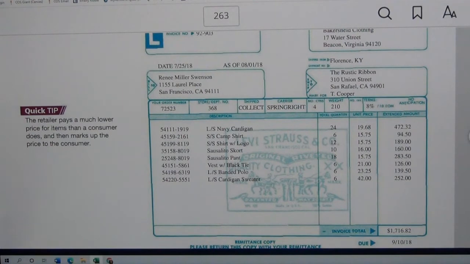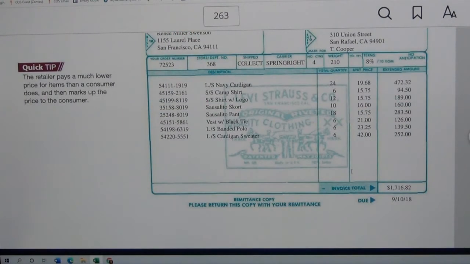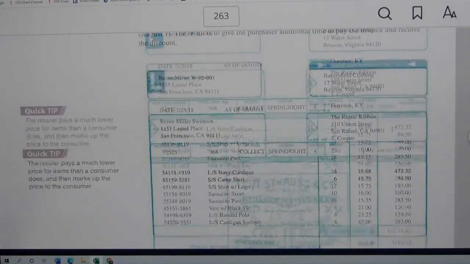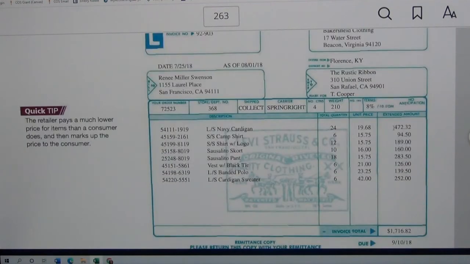What are the terms? Do they have the terms anywhere here? Let's see. Oh, it says here, take an 8% discount if you pay within 10. Otherwise, it's EOM, and EOM means end of the month. EOM always means end of the month, okay? So let's take a look at that.